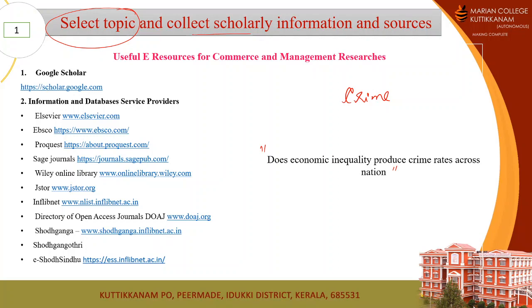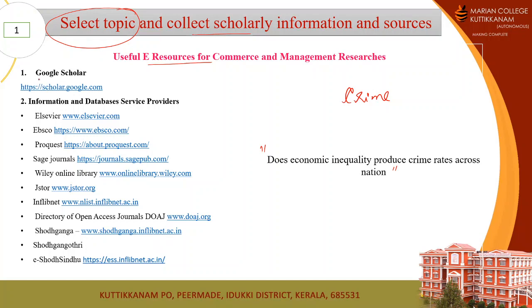So first of all, you need to select a topic. That is very important, and that won't be in a vague manner, but to be very specific, you can define your topic. Then once your topic is identified, the next thing you need to do is design your search. That means you need to identify and collect scholarly information and sources. So here is some of the useful e-resources that is available for commerce and management research.